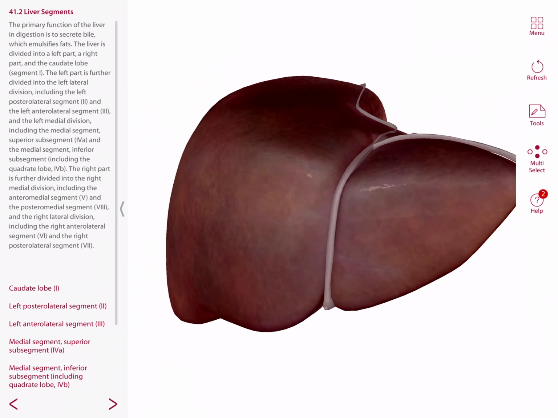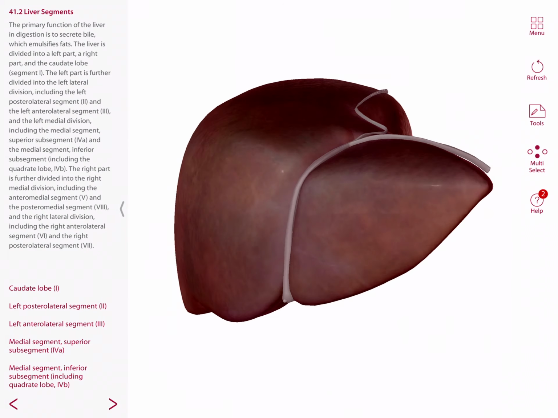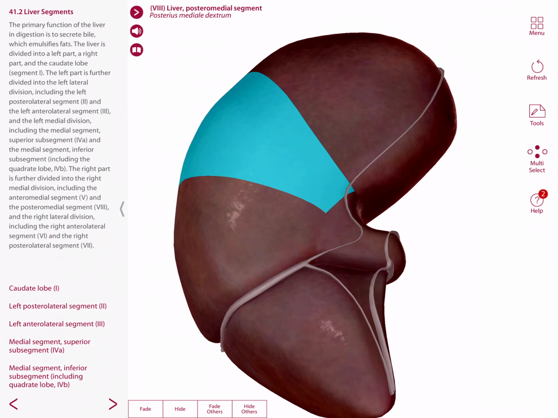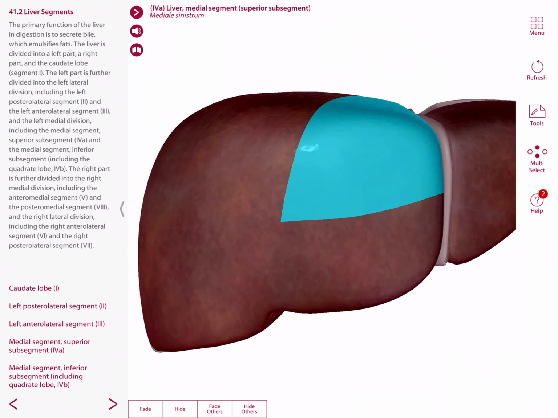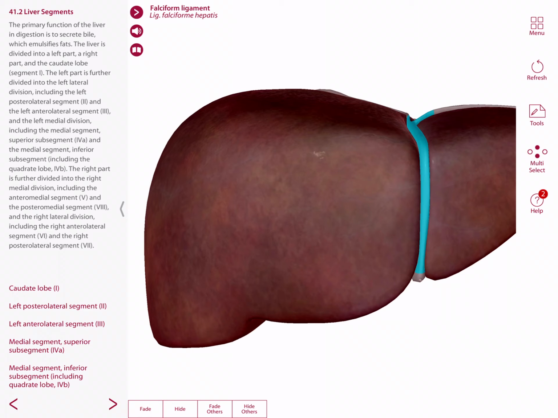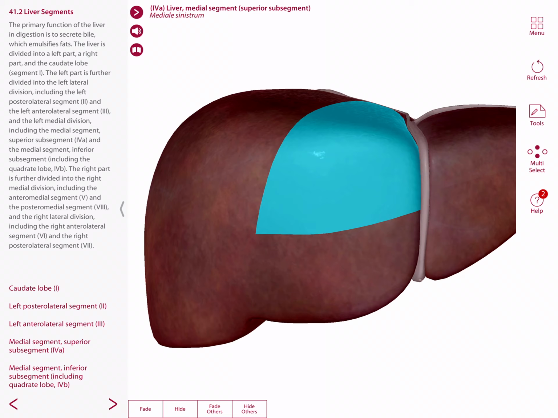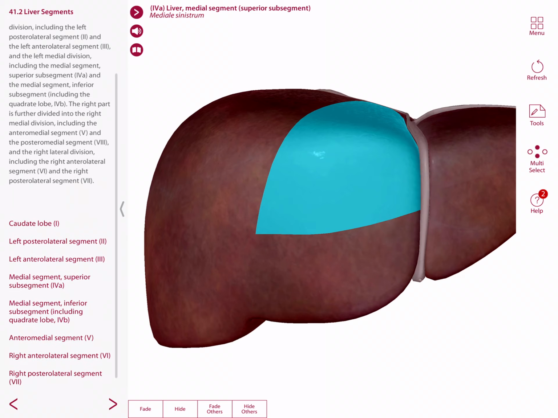So here's your liver. When we look at the liver, we divide it into two main regions: the left region and the right region. This ligament right here, the falciform ligament, is the landmark. Anything to the left of that is going to be the left lobe, and anything to the right will be the right lobe. So left and right lobe, but if you'll notice, this divides it up even more.